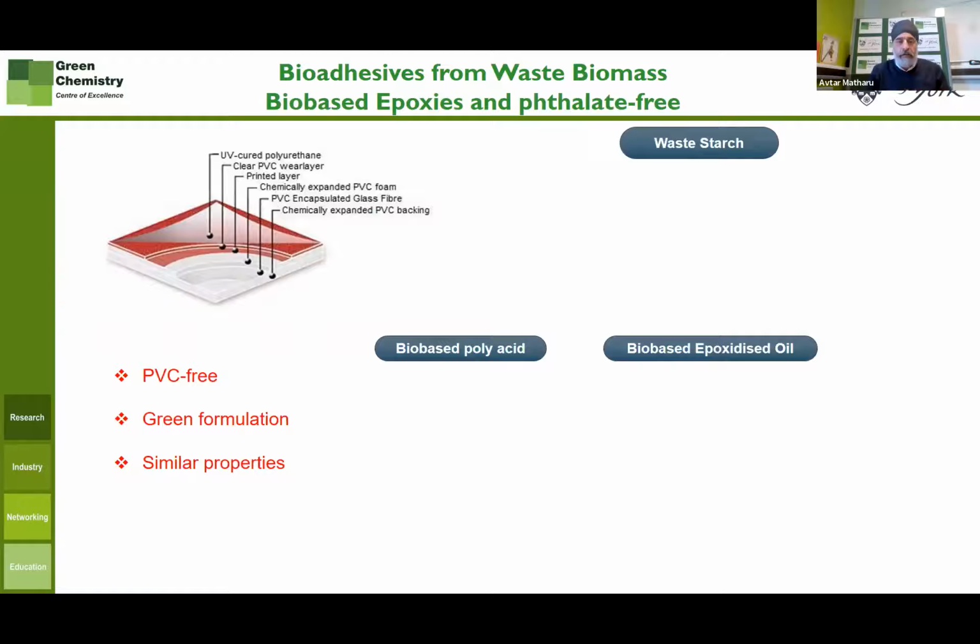This is vinyl flooring, and we were tasked with the project of can we go PVC free, but importantly, can we go phthalate free? Phthalates, again, are endocrine disruptors and a major problem within healthy buildings. So we were tasked to make a green formulation. Our green formulation was based on, again, waste starch, but also waste oils. There's no shortage of waste oils circulating within the UK, and especially bio-based waste oils.